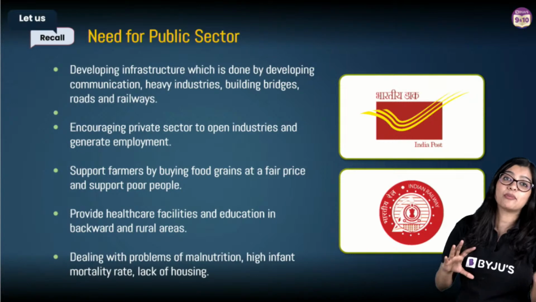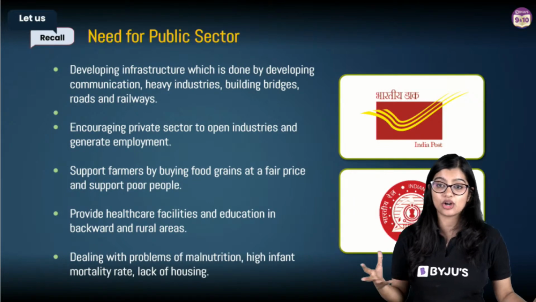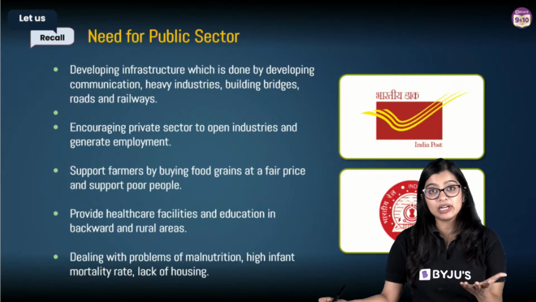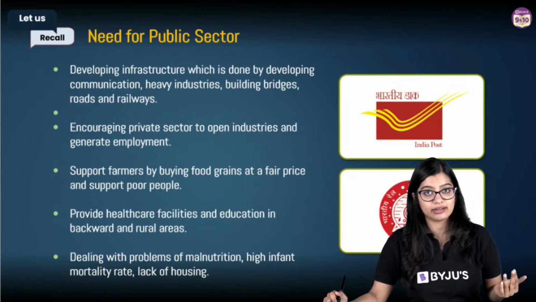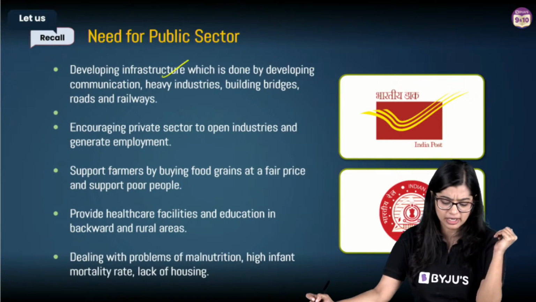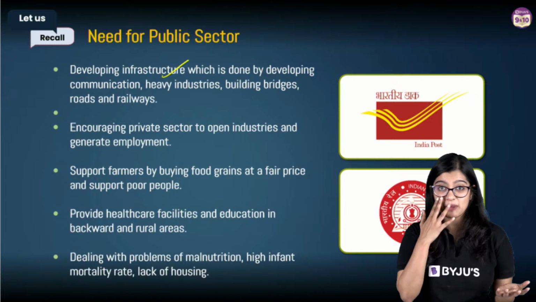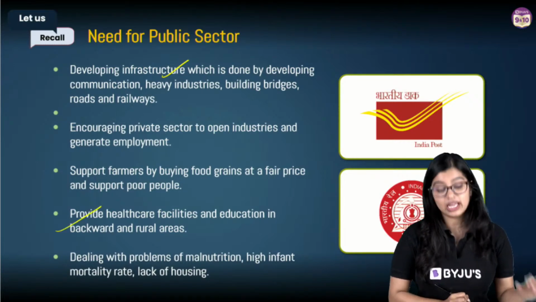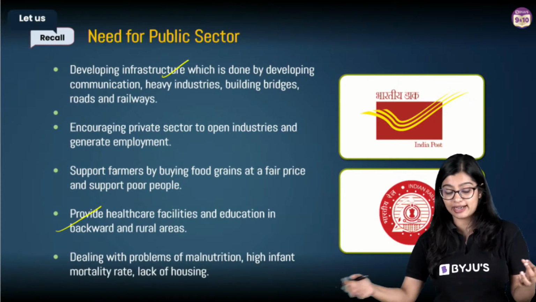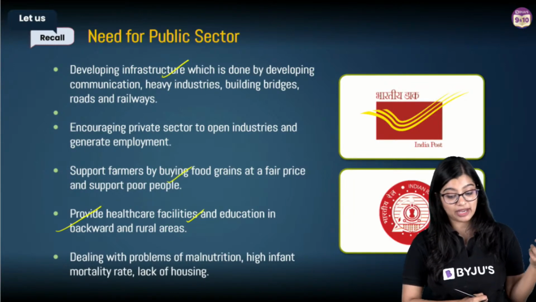Now we know that when we talk about public sector, right? Public sector includes the various companies that are administered or monitored by the government. Private means it's owned by private individuals. Now we know that the government is responsible for the overall development of the country, right? So developing infrastructure and developing industries, all of this is the responsibility of the government. The public sector plays a very important role, and there is a need for the public sectors to grow so that the government is able to provide facilities like healthcare, education, and supporting farmers to buy food grains, right?